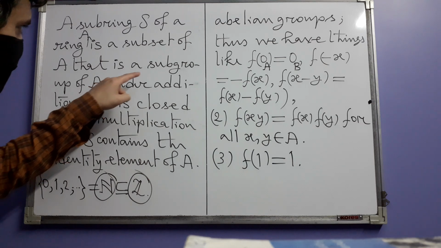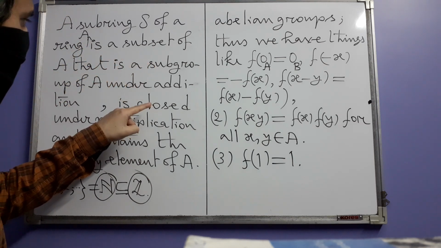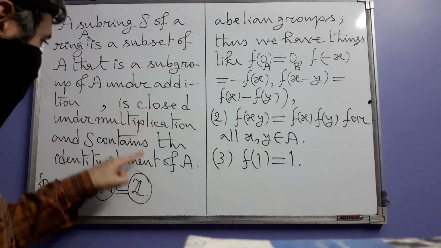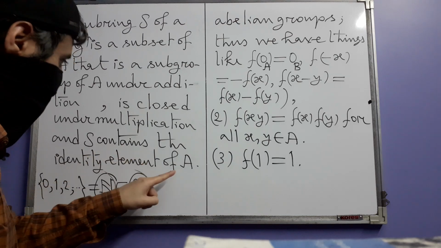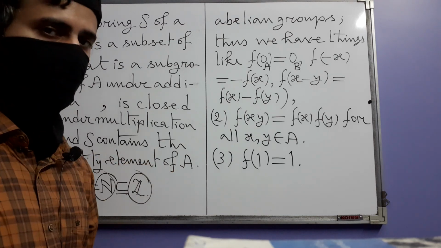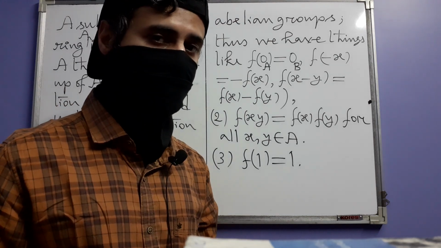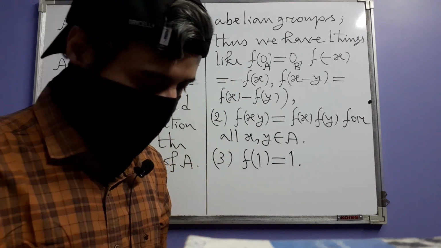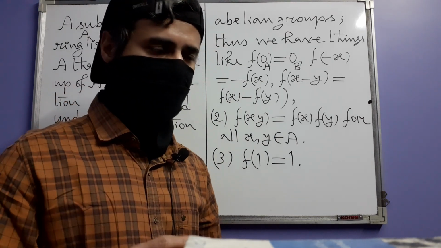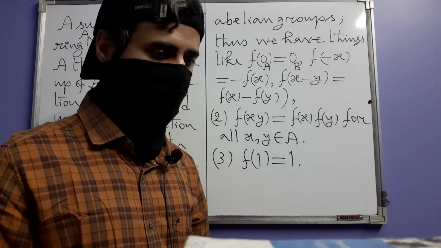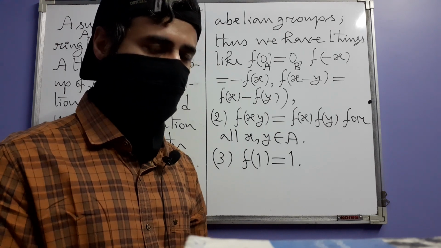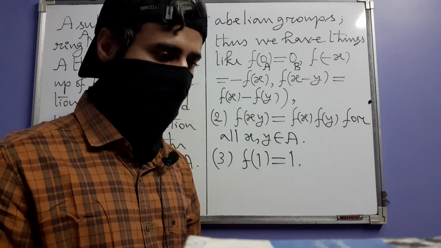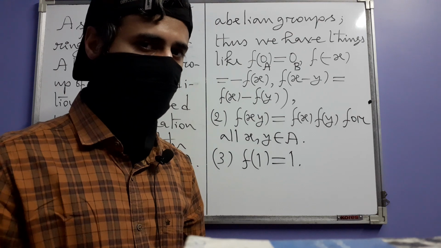It needs to be a subgroup of A under addition, has to be closed under multiplication, and must contain the identity element of S. Then only we call it a subring of S. In Herstein's Topics in Algebra, the notion of subring really hasn't been, he doesn't even mention, I think, the word subring. It's not really given any importance.